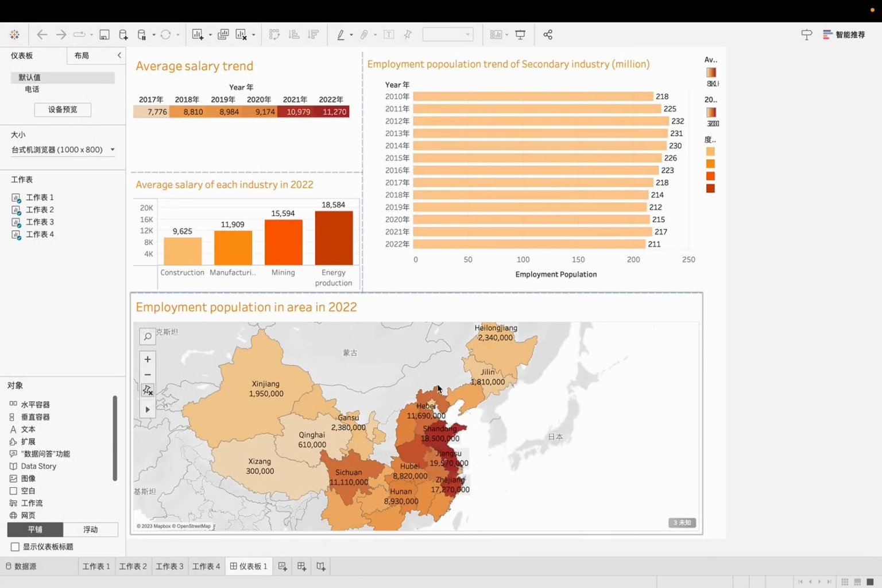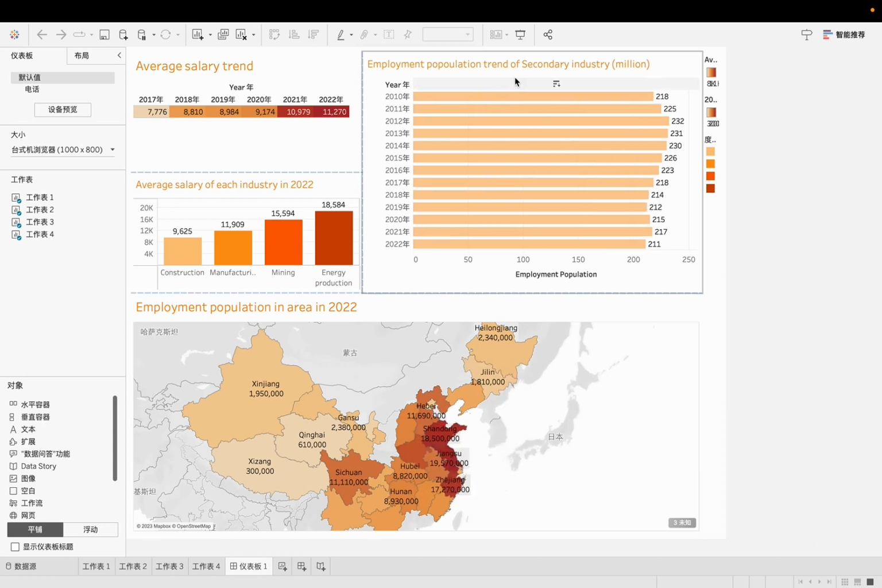The secondary industry is mainly concentrated in coastal areas, Shanghai, Jiangsu, and Zhejiang. And from the employment population trend of secondary industries, there is no great change from 2010 to 2022, which means that it still remains competitive. And the average salary trend also increased from 2017 to 2022. In the secondary industry, energy production has the highest salaries, and next are mining, manufacturing, and construction.